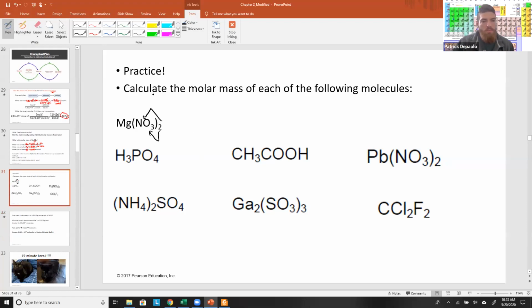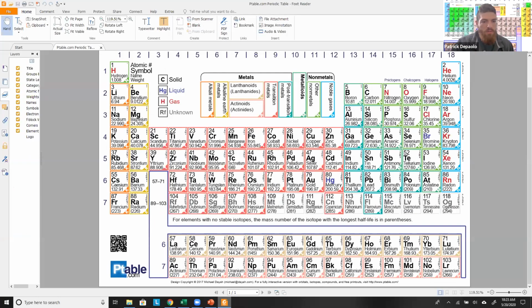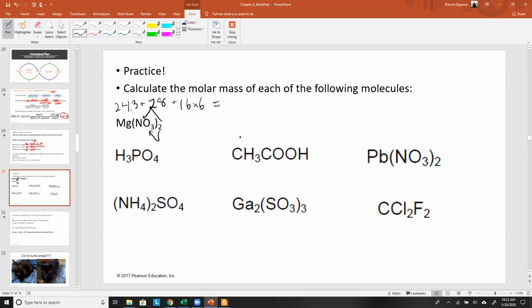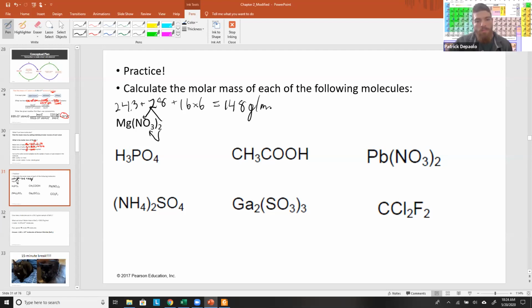Mg3(PO4)2, we'll do Mg first. So magnesium, what's the molar mass of magnesium? It's 24.3. So you have 24.3 plus nitrogen, like we said, we distribute. So there's 28 plus 6 oxygens would be 16 times 6. And then whatever you get there. What's the answer for this one? Anybody want to tell me? I got 148. Okay, that sounds right. 148 grams per mole.